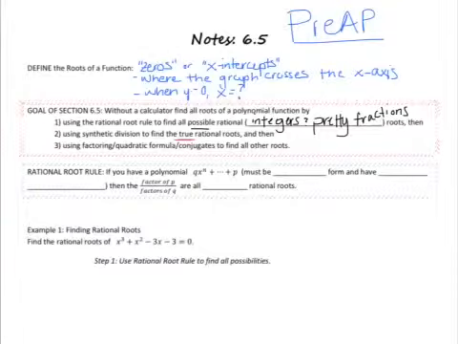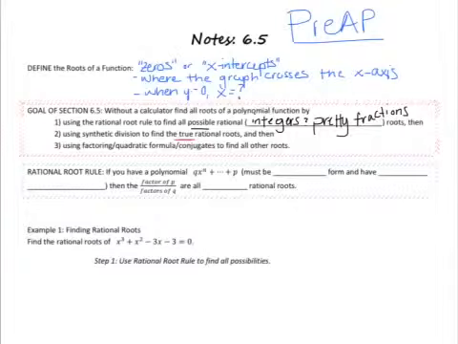Okay, so first we're going to find all the possibilities. We're going to narrow it down a little bit, and then out of those, we're going to find the ones that are really true. Once we get a rational root, we are going to use whatever methods we have left to find all the other roots. That could be factoring, quadratic formula, and the rule of conjugates, which we'll talk about in a little bit.